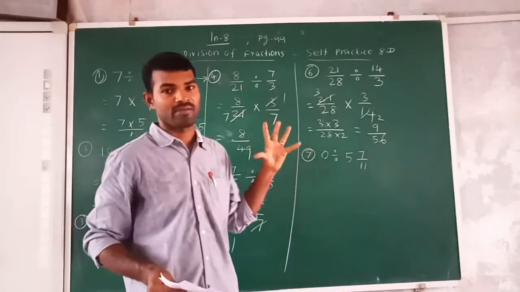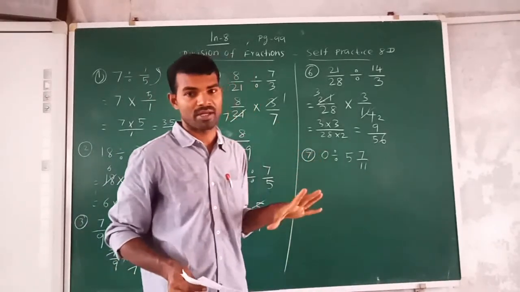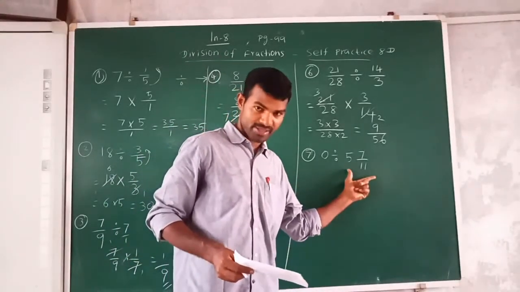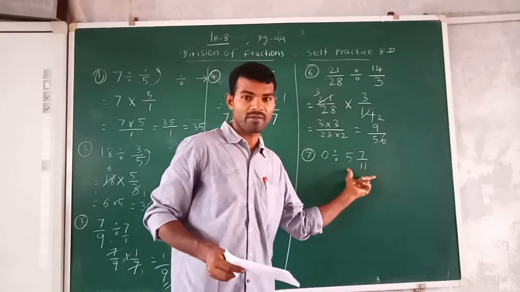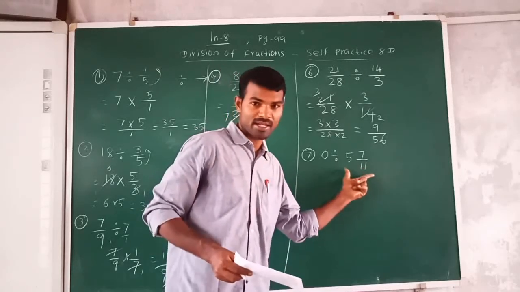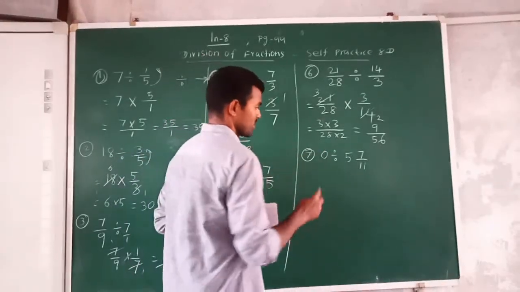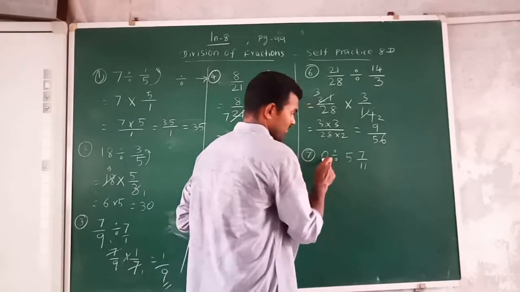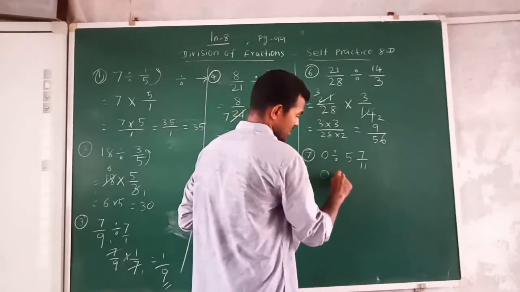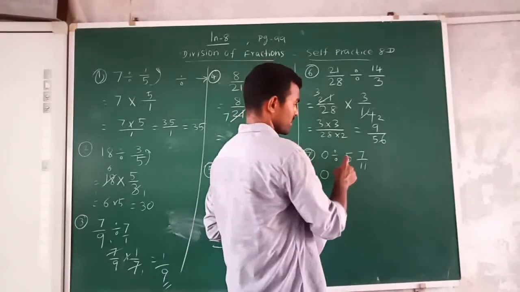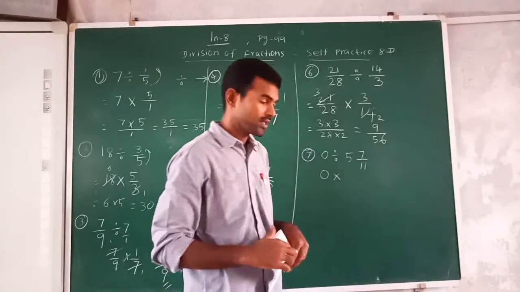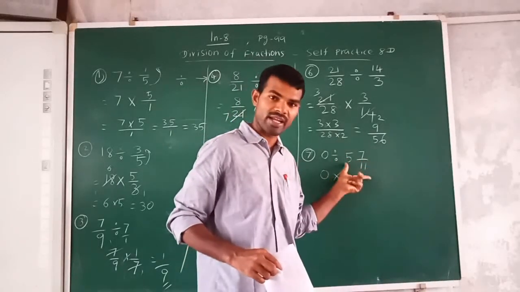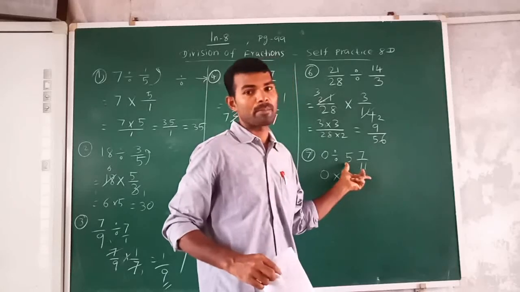So we know if a mixed number comes in the calculation, what do we have to do? Change the mixed number into an improper fraction. So that is the first number, 0. Division means change the symbol to multiplication. Then 5 into 7 by 11. This mixed fraction, convert into an improper fraction. Wherever a mixed fraction comes, change it into improper.